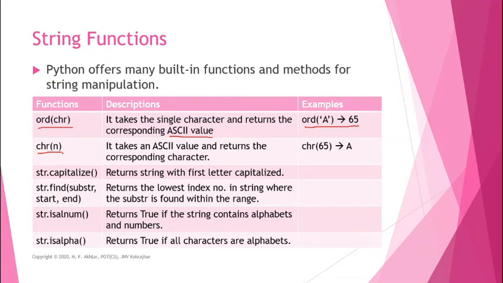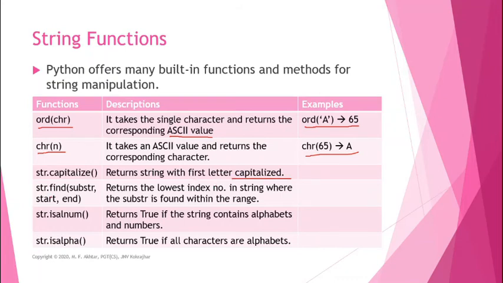Next function is the chr function. chr is just the reverse of the ord function. If we give the ASCII number, then it will display the particular character corresponding to that ASCII number. See the example here. Now next is the str.capitalize function. What it does is change the string so that the first letter of the string becomes a capital letter.